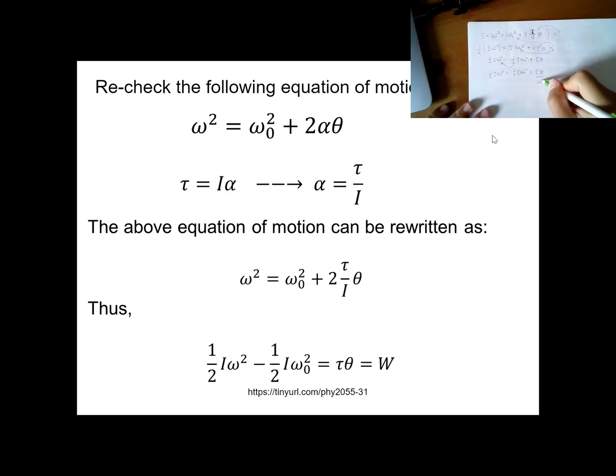So this is the work, right? And this is the kinetic energy change, the rotational kinetic energy change. So this is the work energy theorem, the same as what we have in linear motion. Basically, work done equals the kinetic energy change.